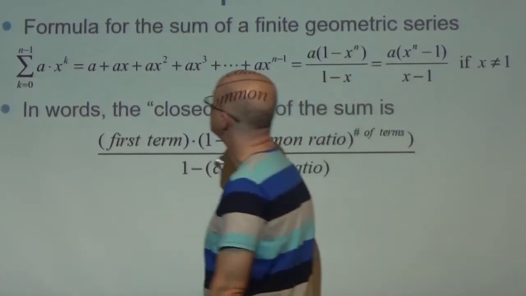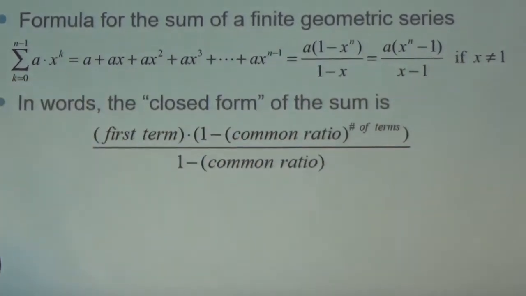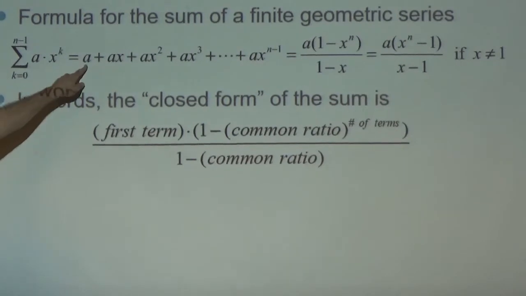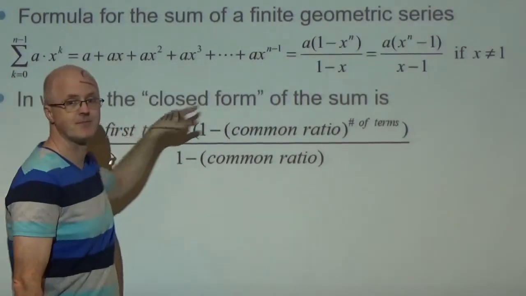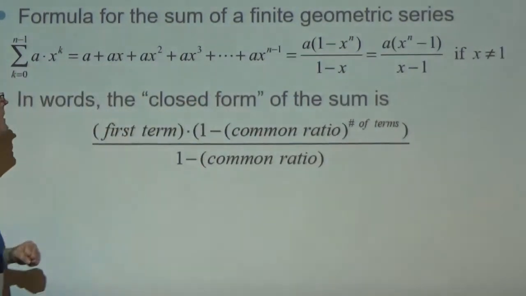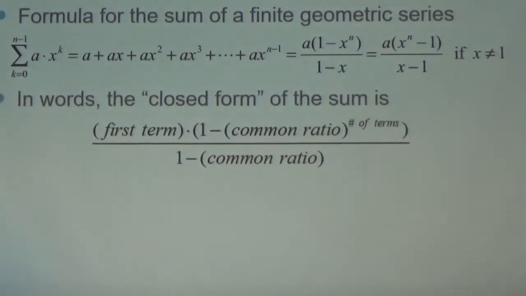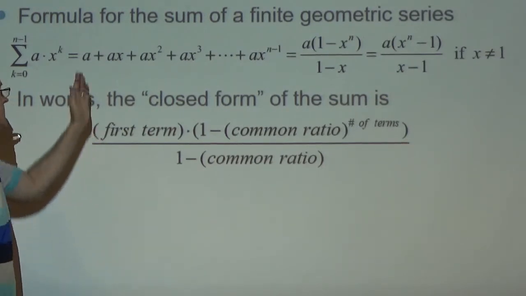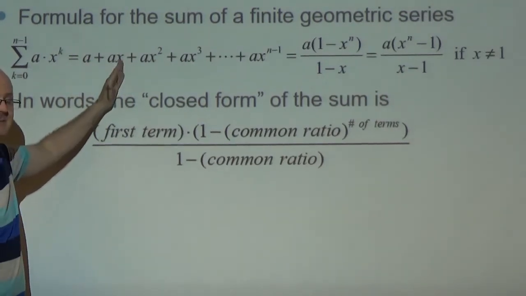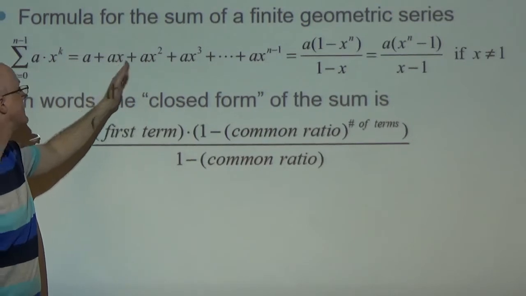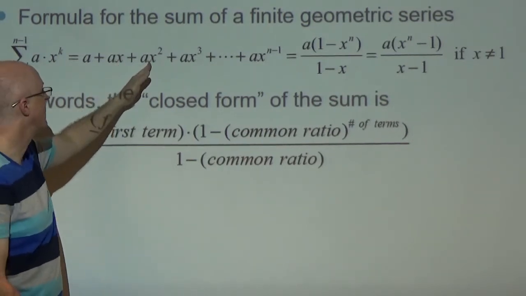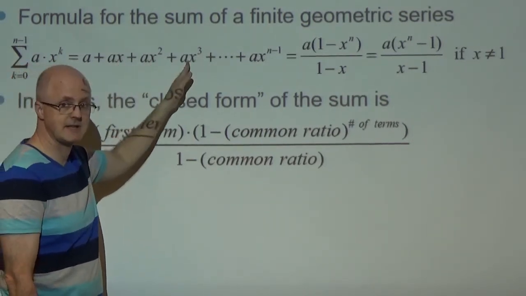a is called the first term of the geometric series, here the finite geometric series. It's this thing. a represents the first term. These two things match in this formula. x, sometimes called r, is called the common ratio. It's the thing you need to multiply each term by to get the next term. We need to multiply a by x to get ax. We need to multiply ax by x to get ax squared. We need to multiply ax squared by x to get ax cubed, etc.